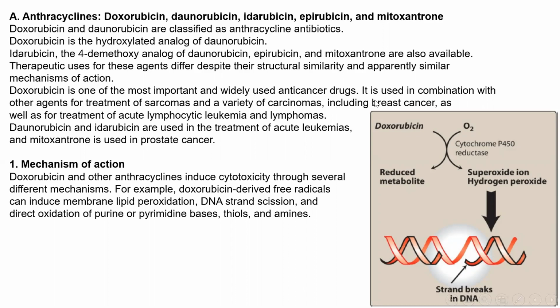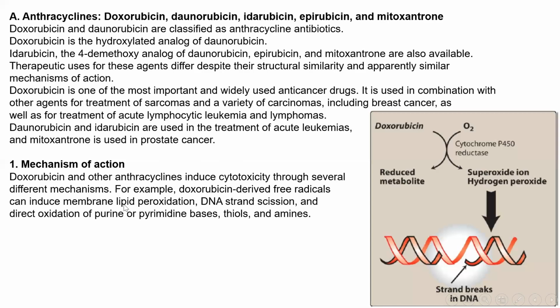It is a very commonly used cytotoxic drug for different kinds of cancers, such as sarcomas, breast cancer, acute lymphocytic leukemia, lymphoma, etc. It is a very popular drug in cancer. Daunorubicin and idarubicin are used in the acute leukemias, while mitoxantrone is used mainly for prostate cancer.